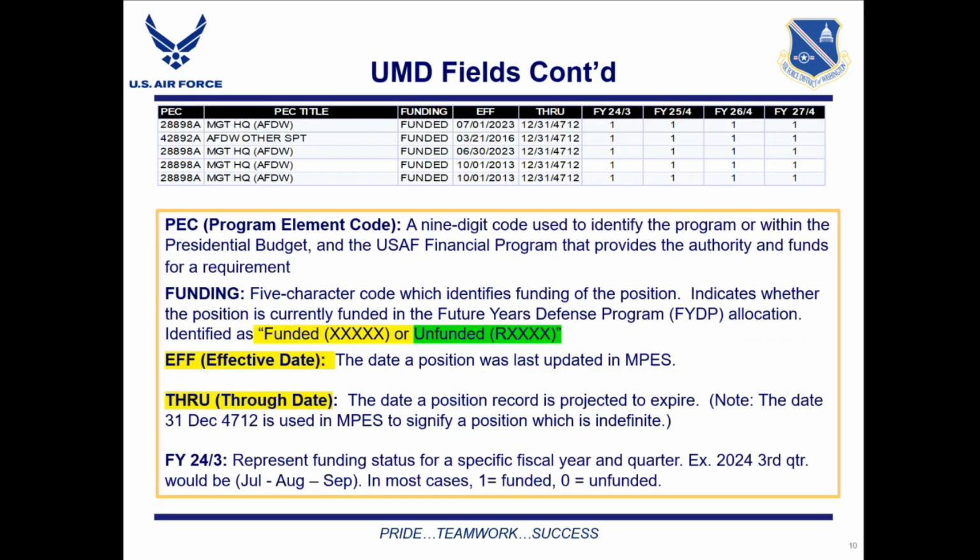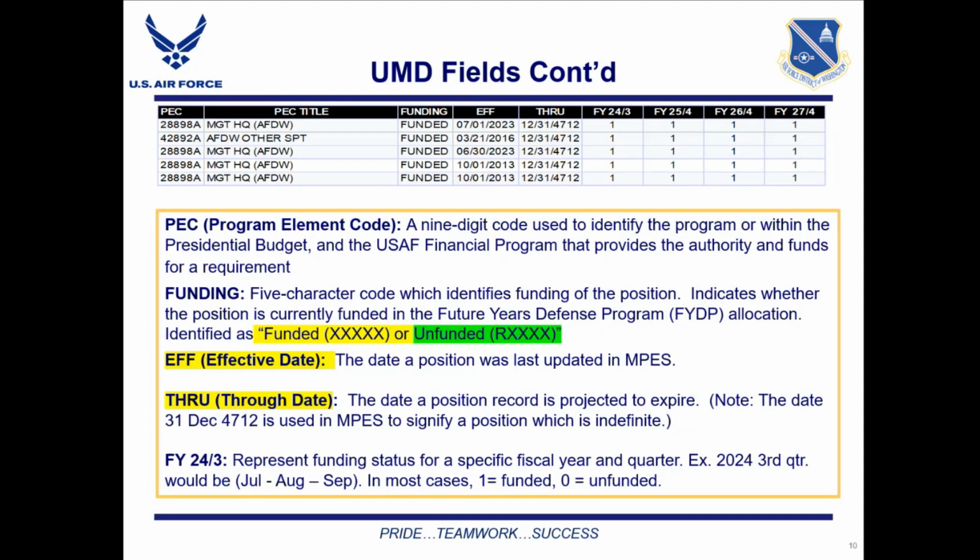And then also continuing, you see the PECs, the funding status and effective date and the through date. The funding status is what you want to look at because any UMD that you're going to get, you want to make sure that your funding is what you're looking for it to be. Make sure that you do have funding or get assigned to that position number. So most UMDs you will see funded or you will see 5 X's. If it's unfunded, it'll be 4 X's with the R in front.